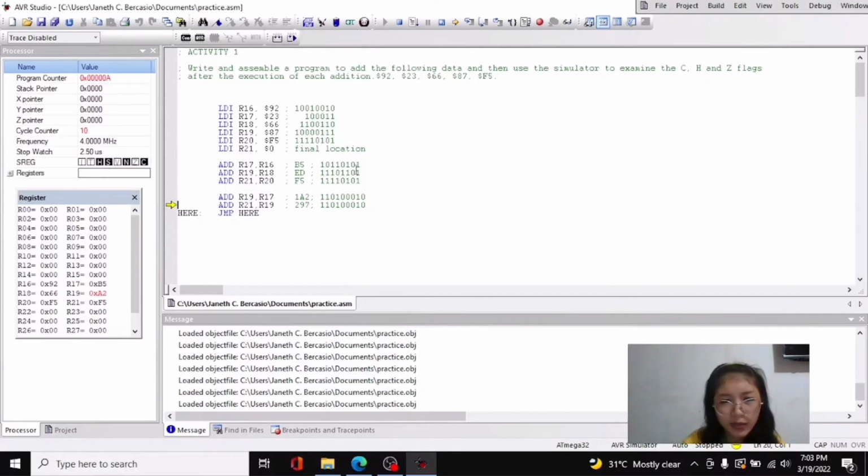Since adding this one, we observe that the D3 bit of this one and this one are both equal to 1. So when we add them, there will be a carry going to D4. So our C flag is also activated.